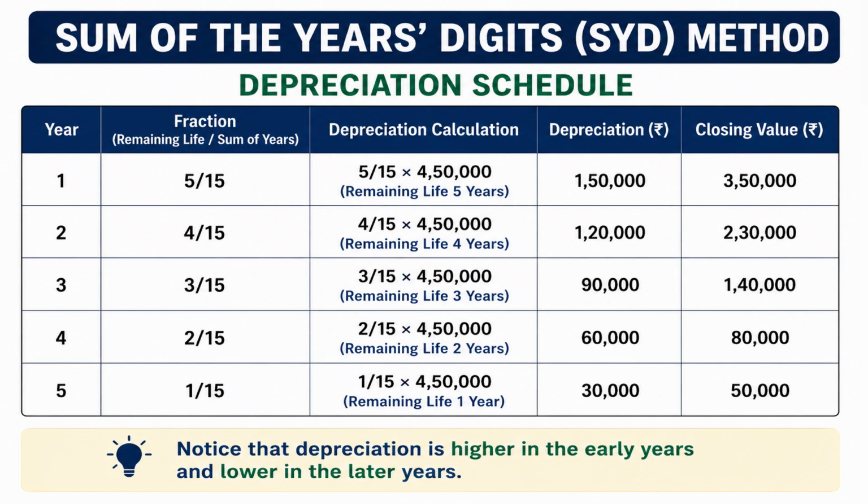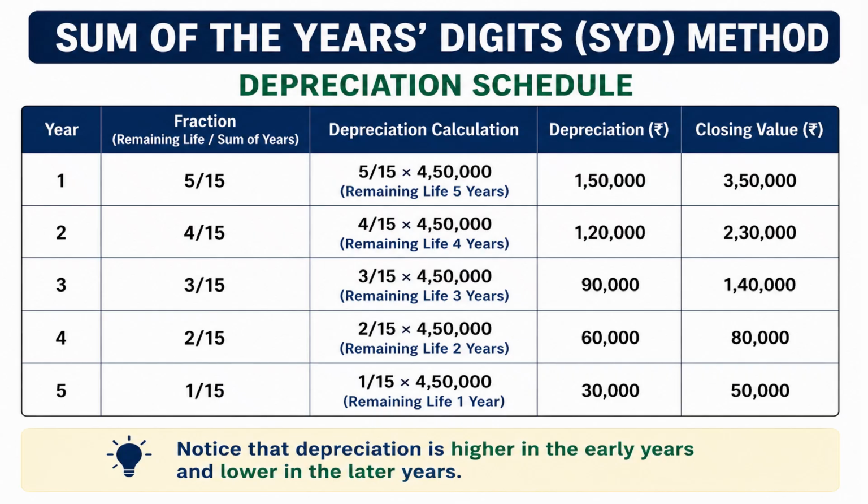The advantages of this method are that it matches higher depreciation with higher productivity in the initial years, it is more realistic for rapidly depreciating assets and recognizes the declining efficiency of assets. Its major disadvantages are that it is more complex than SLM and WDV, therefore it is less commonly used in practice. Comparison of depreciation methods.